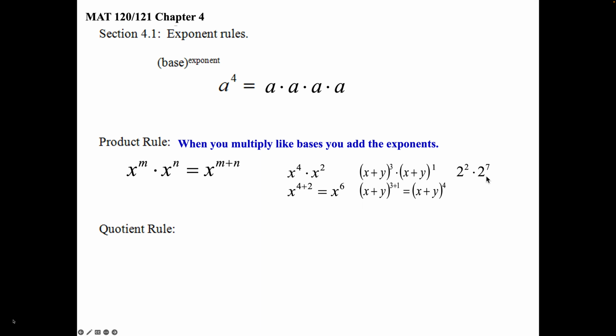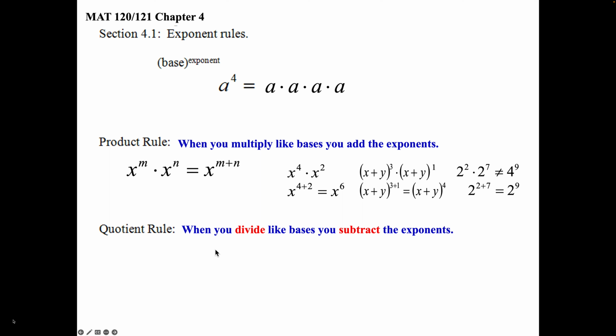2 to the second times 2 to the seventh. Do not change the bases. Some people accidentally multiply the 2's and call it a 4 and add the exponents. Not correct. Keep the same base 2. The base does not change. Only the powers will change.